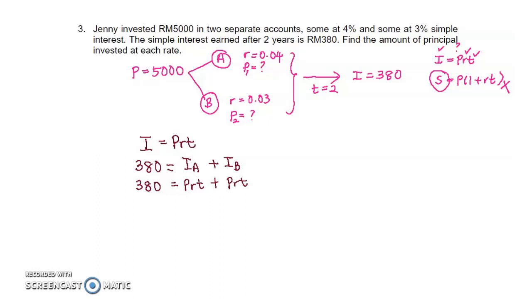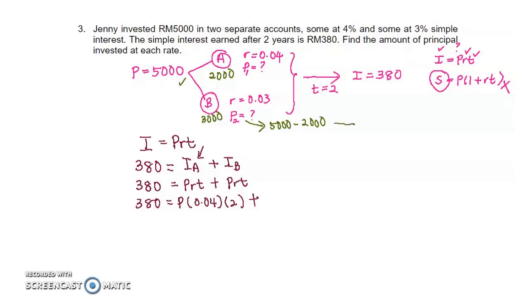Substitute the values: 380 equals, principal P from bank A, R is 4%, T is 2 years, plus. Now look at the principal for bank B. Just now I gave an example: we have 5,000. If we put in bank A 2,000, meaning bank B we put 3,000. How do we get 3,000 principal for bank B? 5,000 minus 2,000, then we get 3,000.